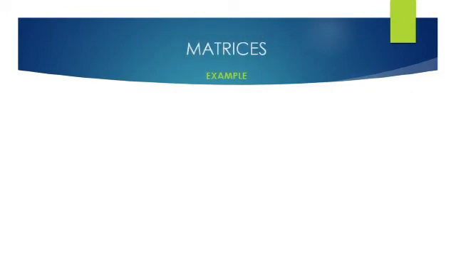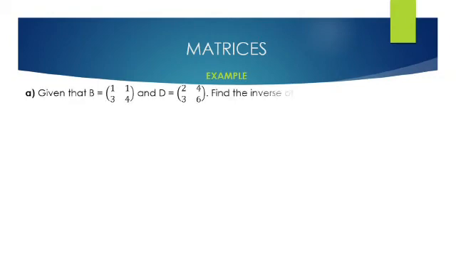Now, let's look at an example so that we clear up the whole lot of explanation that we've covered. Given that B is equal to this matrix that is shown and D is equal to this matrix, find the inverse of B and D. So, our first thing is finding our determinant. The determinant of B is 4 minus 3. So basically the determinant of B is 1.